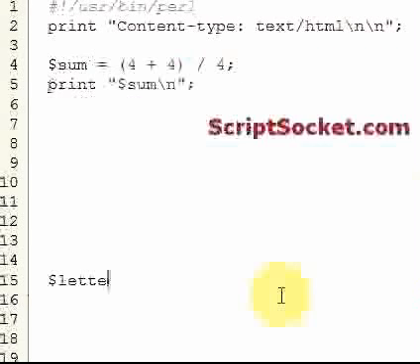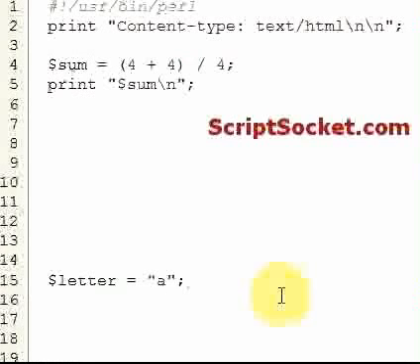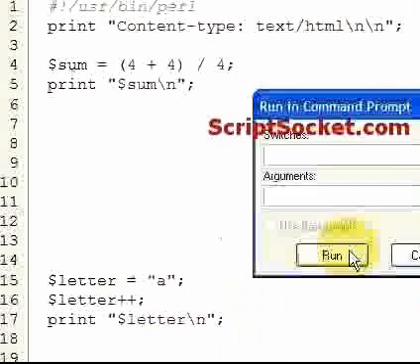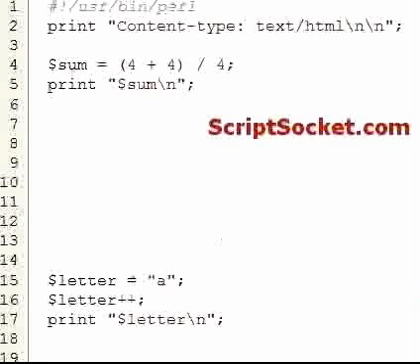Now letter equals A, letter plus plus, print letter. Let's run it. The letter B. If we change this to the letter Z, it gives us AA.